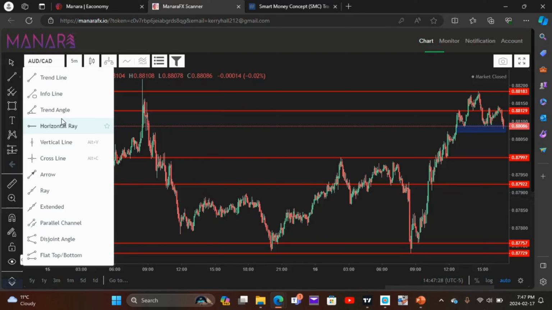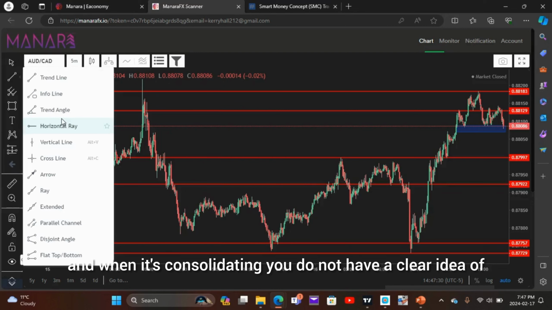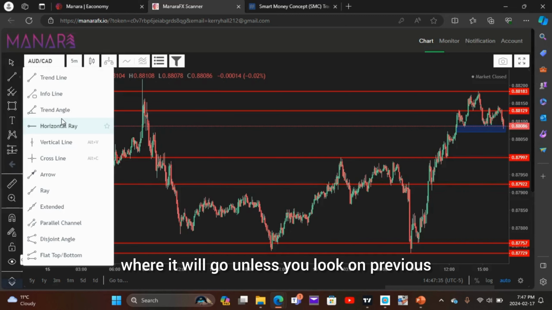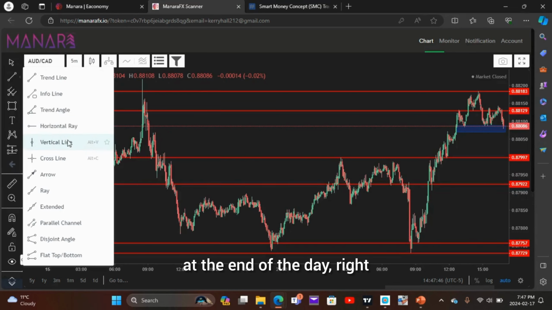Now, there are times when the market consolidates, and when it's consolidating, you do not have a clear idea of where it will go. Unless you look on previous data, you may have an idea, but the market does what it really wants to do and not what you think it should do at the end of the day, right?